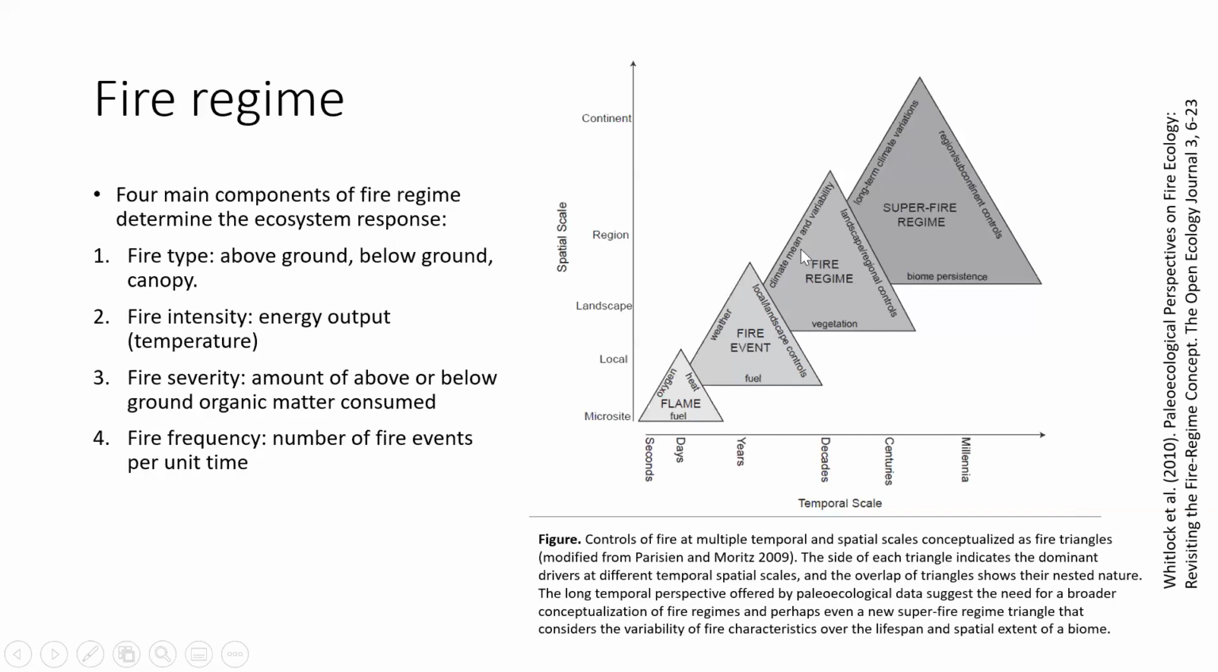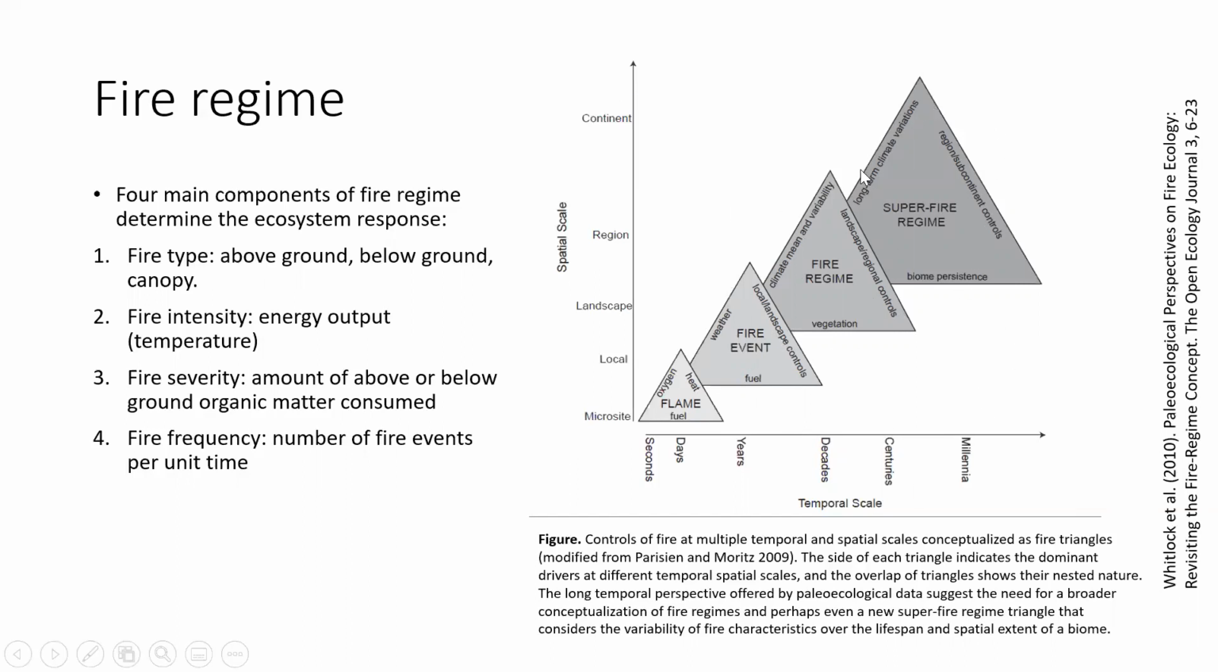Then when we are at the level of fire regime, so in this landscape level, there are factors that are repeated in cycles: the fire type, fire intensity, fire frequency, and those are then affected by climate, vegetation, and also these landscape controls that affect the occurrence of fire.